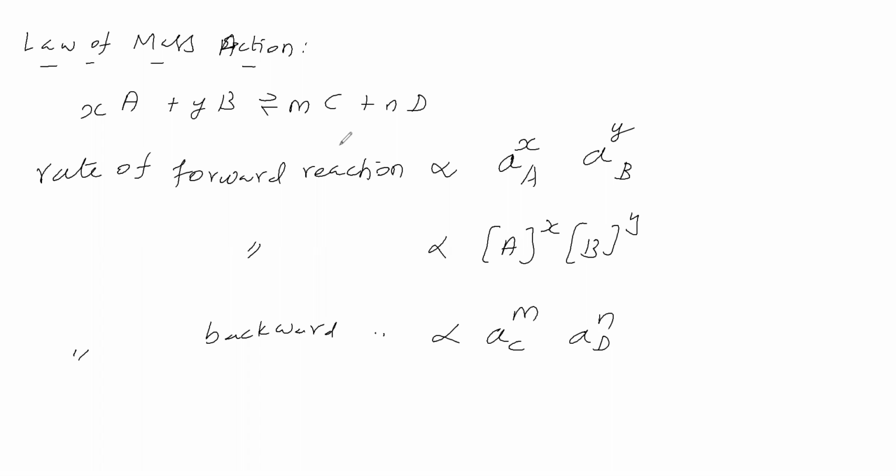Why have we written power m here? Here the coefficient is m. Here the power is n because the coefficient is n. Then the rate of backward reaction is directly proportional to, in place of active mass, we will write concentration: concentration of C power m into concentration of D power n.